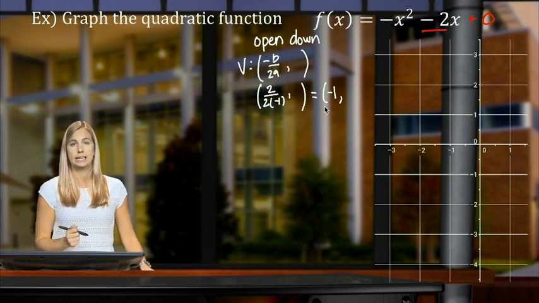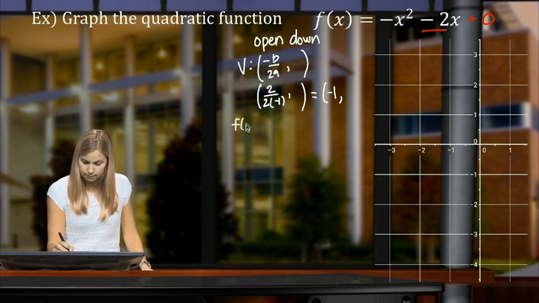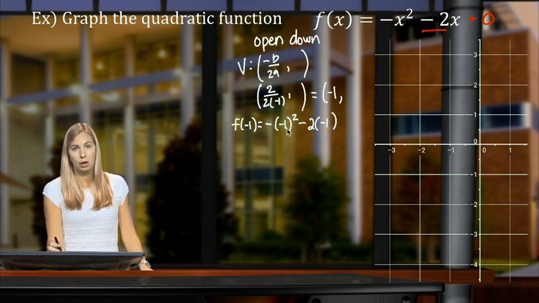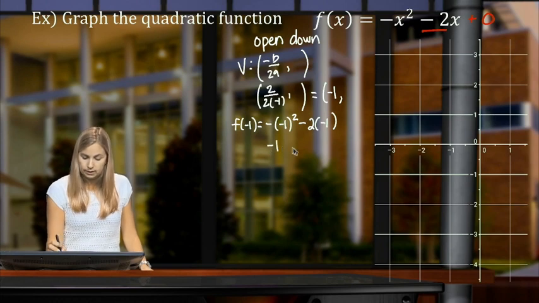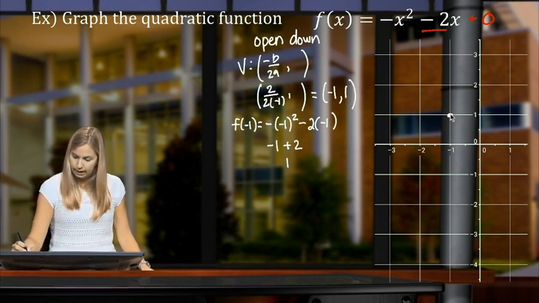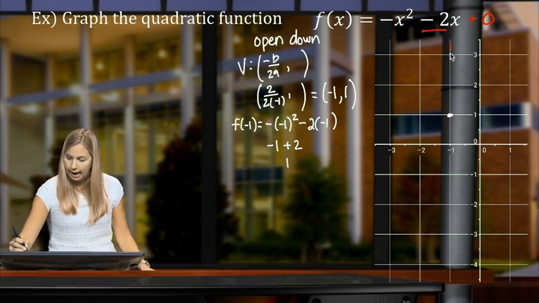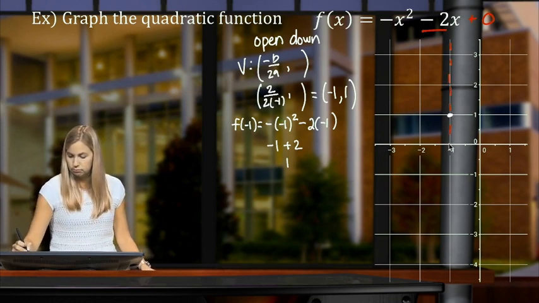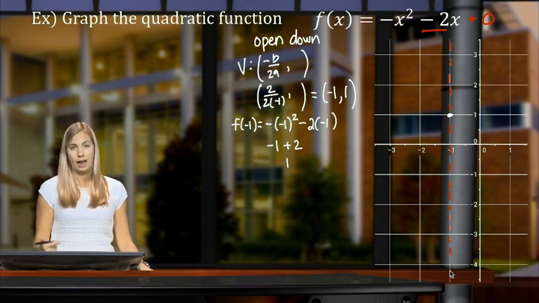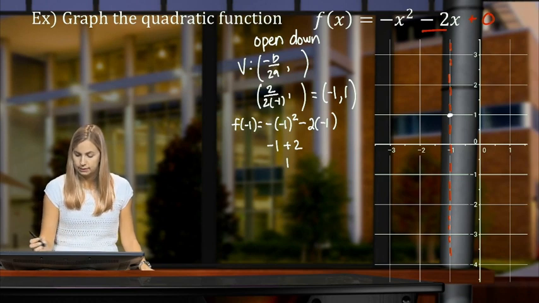And we're going to substitute this in to find our y value. So we have negative 1 squared, which is positive 1, which then we multiply by this negative, which gives us negative 1, plus 2 is positive 1. So here's our vertex, (negative 1, 1). And I'm going to go ahead and add my axis of symmetry, so that when I'm plotting my points after the fact, I can see how to reflect about the axis of symmetry.